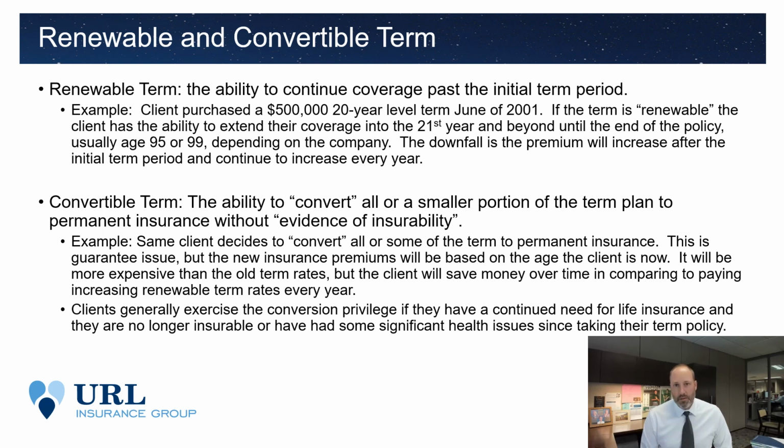You also have the ability for some term policies to be convertible term, and the ability to convert all or a smaller portion of the term plan to permanent insurance without evidence of insurability. So a convertible term will give that client the ability to convert all or a smaller portion of term to permanent insurance without evidence of insurability. So essentially guarantee issue. So the same client decides to convert all or some of that term to permanent insurance. This is guarantee issue, but the new insurance premiums will be based on the age the client is now.